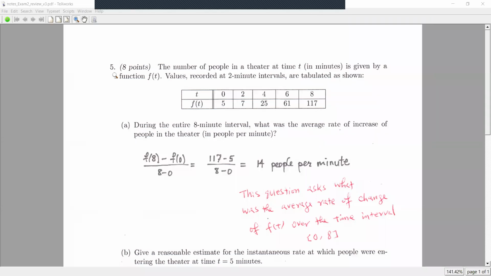Problem 5. This problem is also from exam 1, spring 19, and also belongs to section 3.1. The number of people in a theater at time t is given by a function f of t. Values recorded at 2-minute intervals are tabulated as shown in this table.